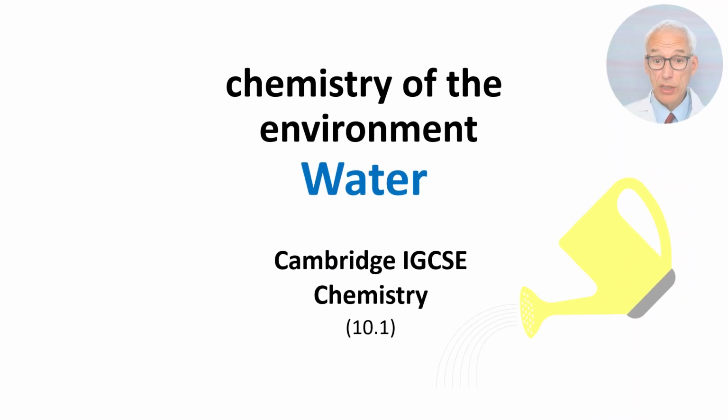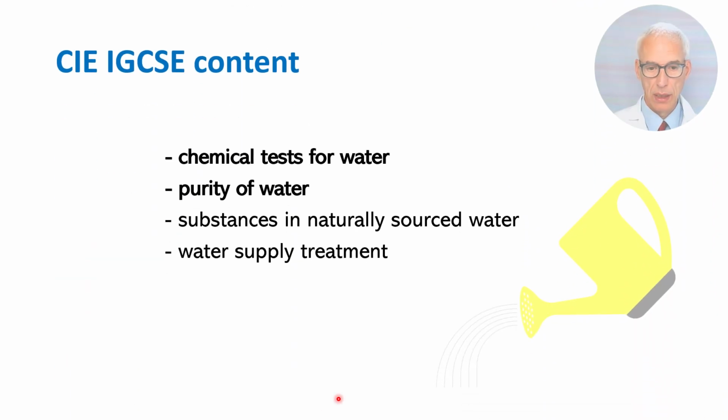Chemistry of the Environment, Water for Cambridge IGCSE Chemistry. So Cambridge IGCSE requires knowledge of the chemical tests for water, how to recognise the purity of water, substances that you will find in naturally sourced water, and then how is our everyday supply of drinking water treated.